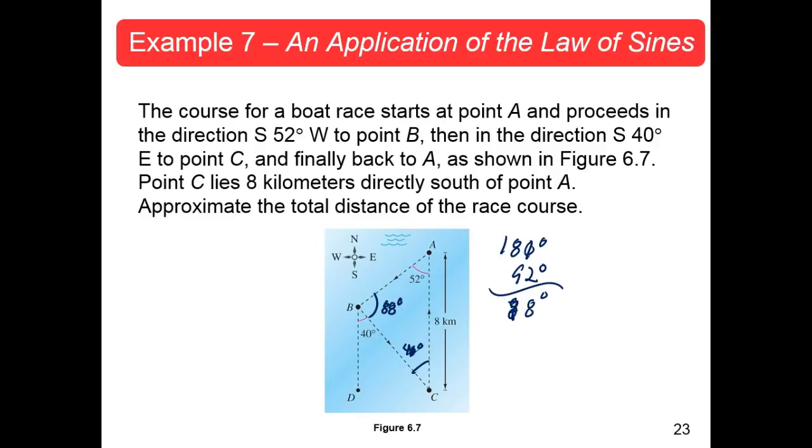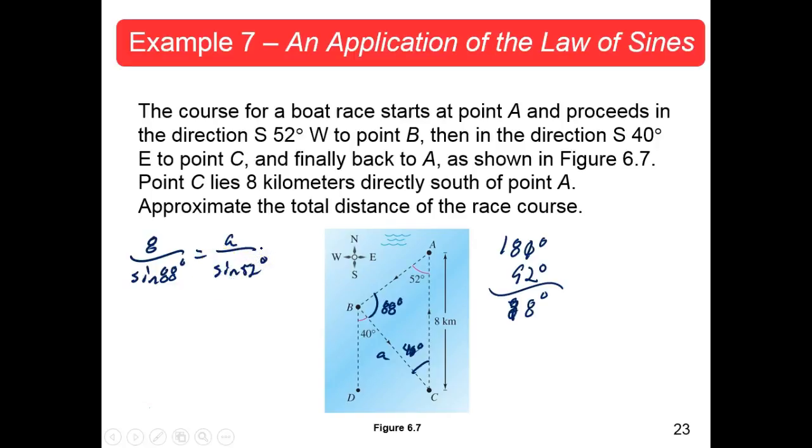You got all three angles. We're not interested in angles. We want to know what the sides are. We only have one side. How are we going to find the other two? Law of sines. How does that go? 8 over the sine of 88 is equal to little a, which we don't know. That would be this side here, over the sine of 52 degrees.